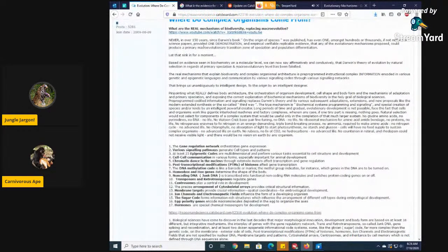Never in over 150 years since Darwin's book Origin of the Species was published has one amongst hundreds of thousands, if not millions, of science papers provided one demonstration and empirical, verifiable, replicable evidence that any of the evolutionary mechanisms proposed could produce a primary macroevolutionary transition, zones of speciation and population differentiation. Let that sink in for a moment.